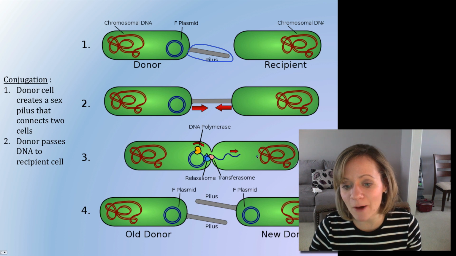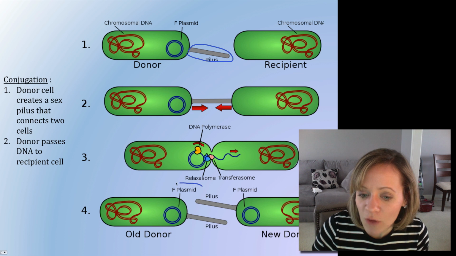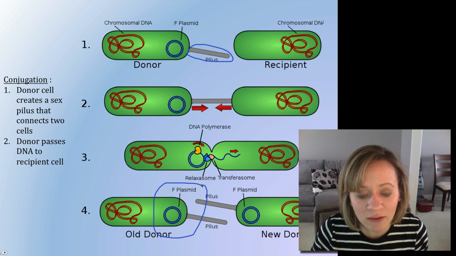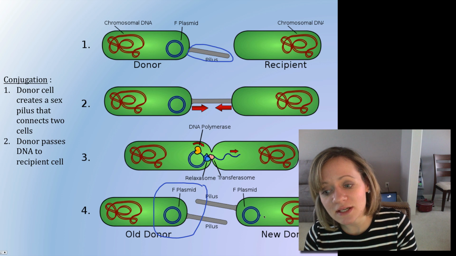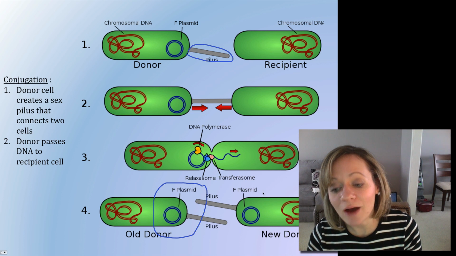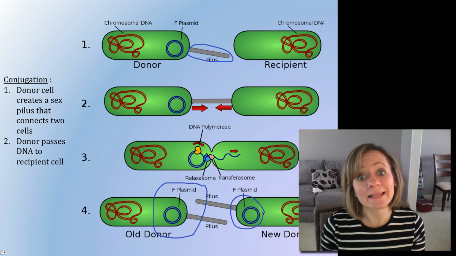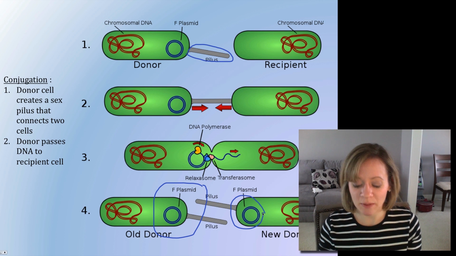the recipient cell. You might hear something called the F plasmid. This F plasmid is always going to distinguish the donor cell, and then once it gives the DNA, the new cell is now going to also become a donor because it has the F plasmid. You basically need that F plasmid in order to make the sex pilus.